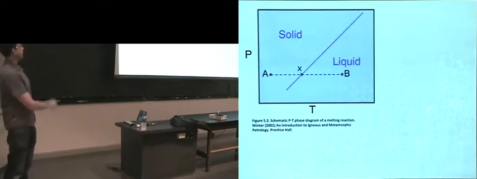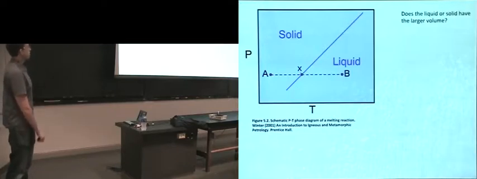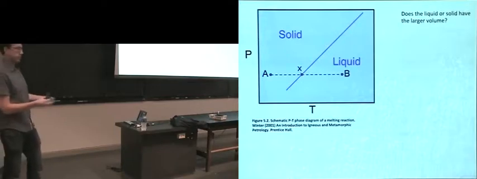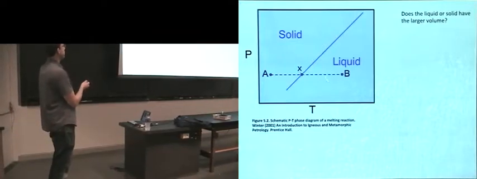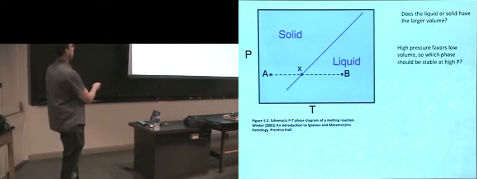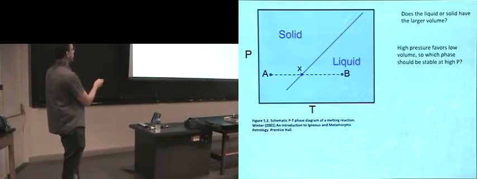So, if we have our sort of schematic, pressure and temperature, and we have some line which would be the line where you're melting, so we have a liquid and a solid, then does the liquid or the solid have a larger volume? Well, the liquid has a larger volume. It is less dense than the solid. So as you heat up, things expand. So higher pressure favors low volume. So which phase is stable at high pressure? Well, at high pressure, you can see that the solid phase is much more stable.